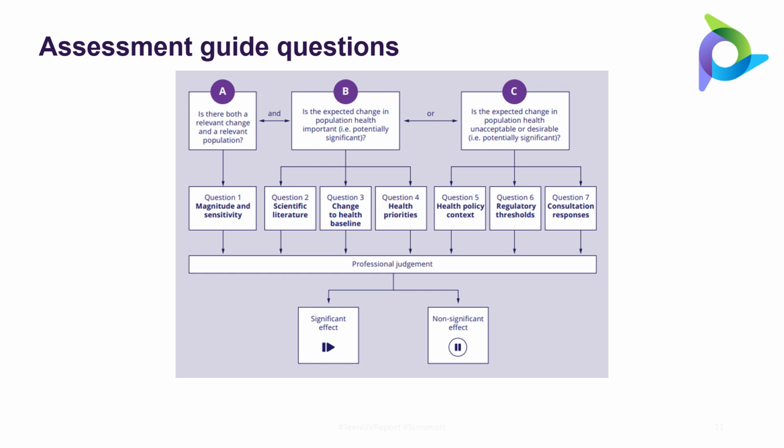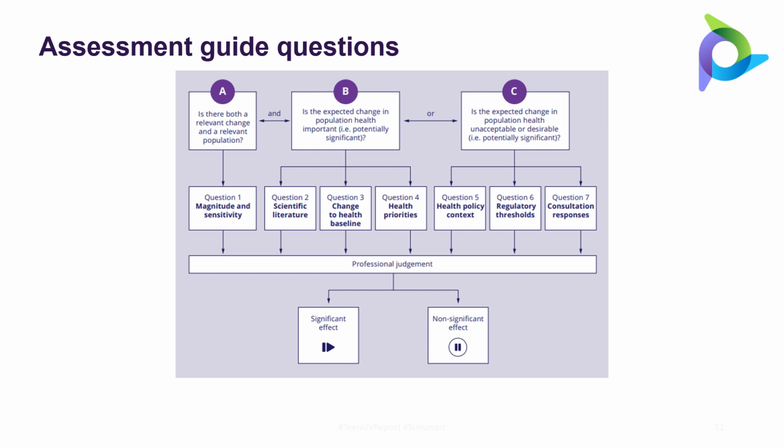Question 4 then looks at health priorities, and it asks, have health priorities been set out for the relevant study area that are of specific or general relevance to the determinant of health or the population group affected by the proposal? So that's where the HIA team needs to look at local or national health priorities set by government or at a local level.